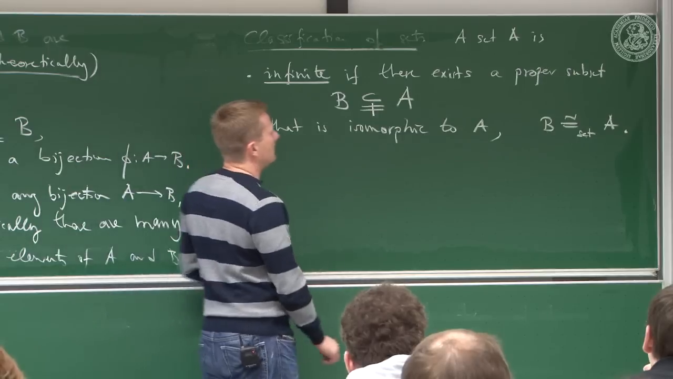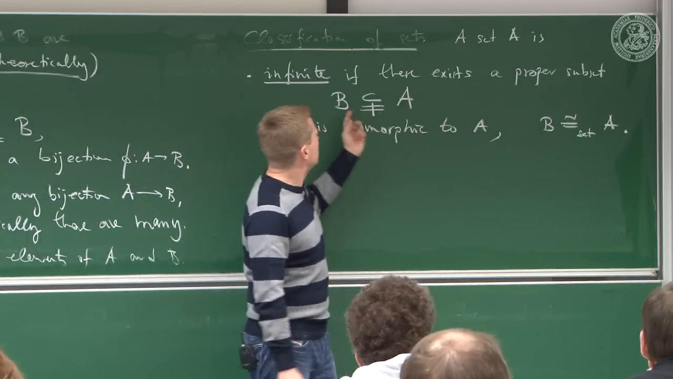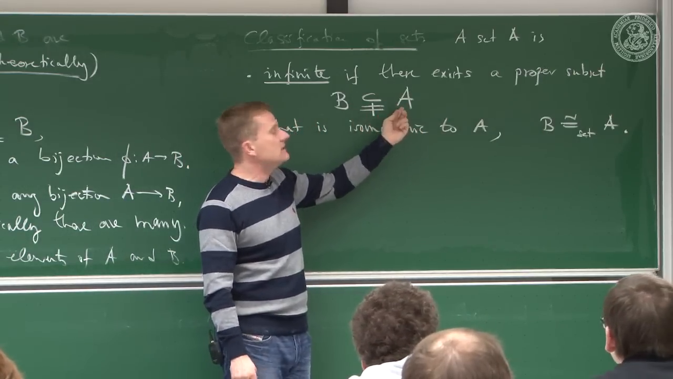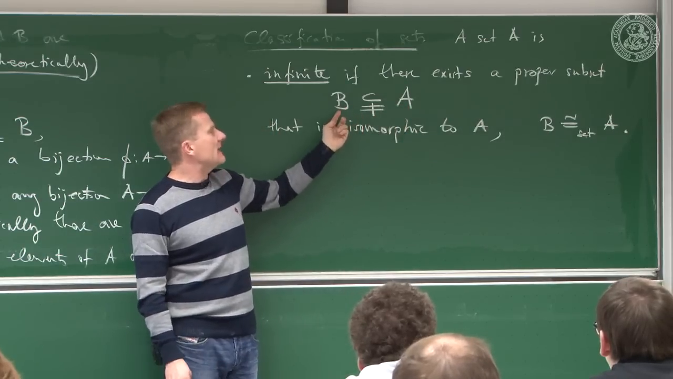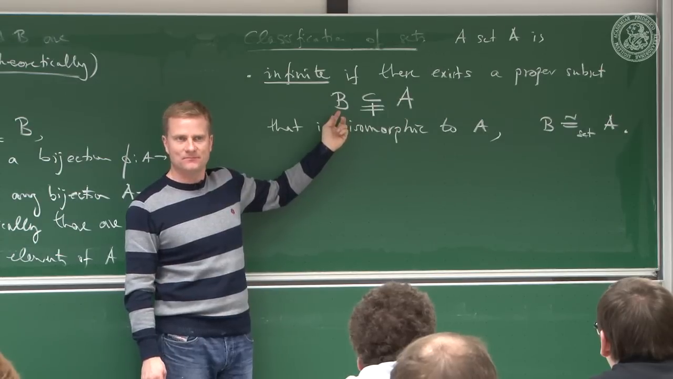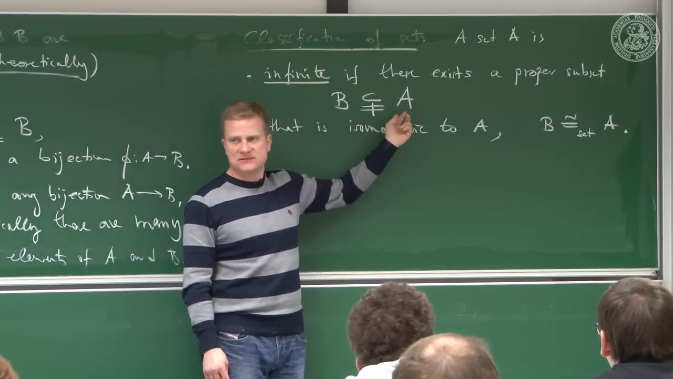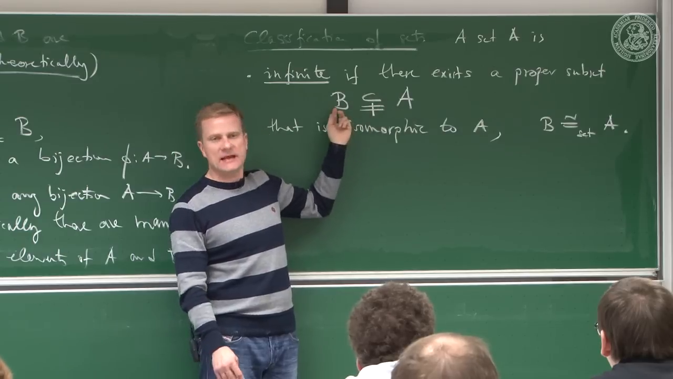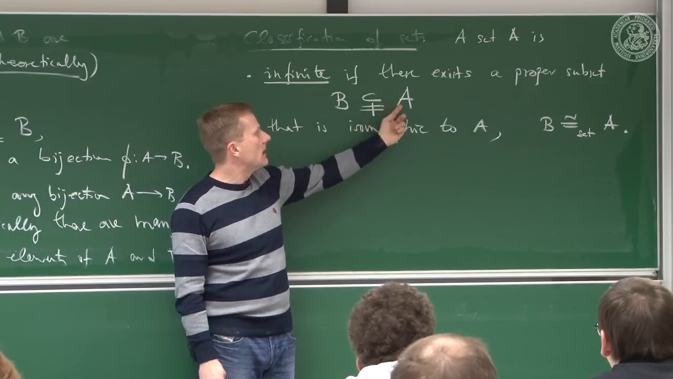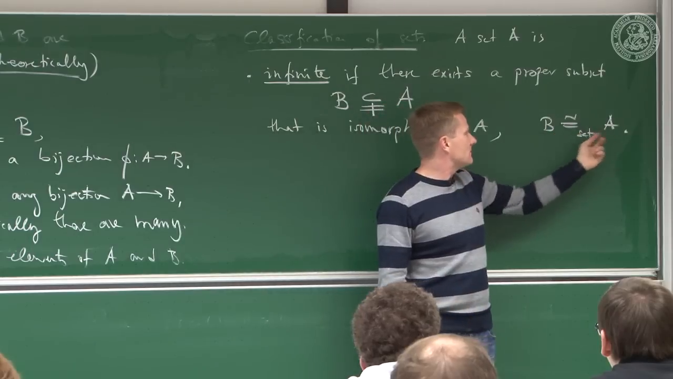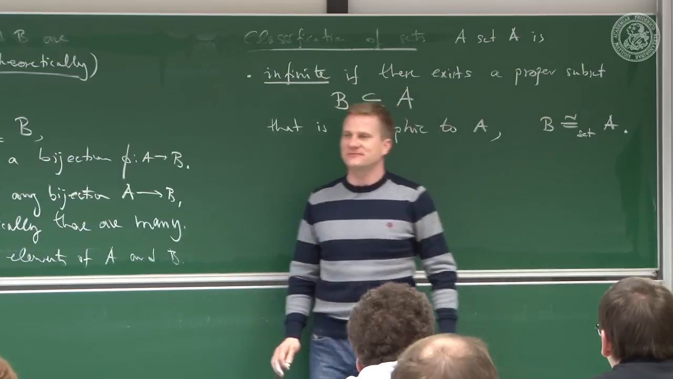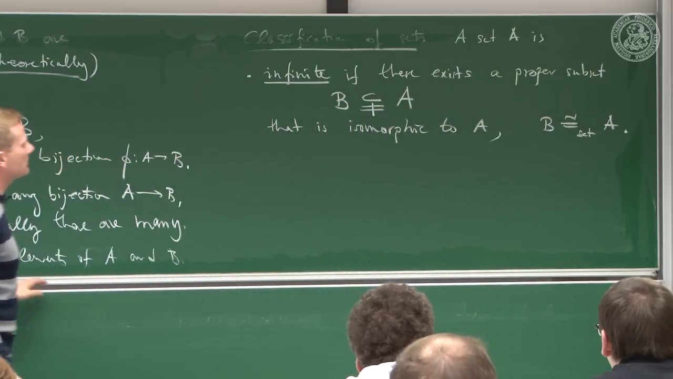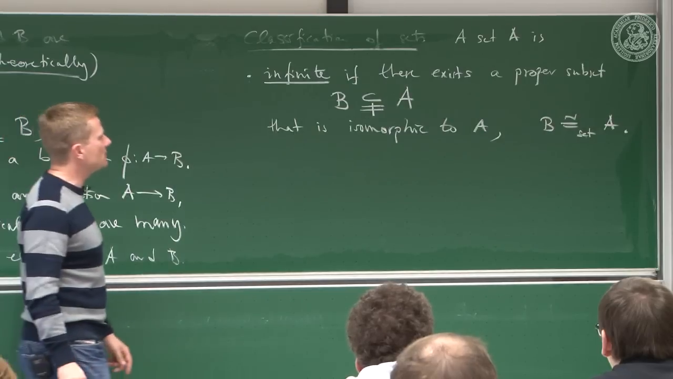So a typical example would be the integer numbers Z and the natural numbers N. Right? N is a proper subset of Z, because -1 is not in N. That suffices. But nevertheless, Z is isomorphic to N. You can make a bijection. You can write down a bijection. So that is infinite.